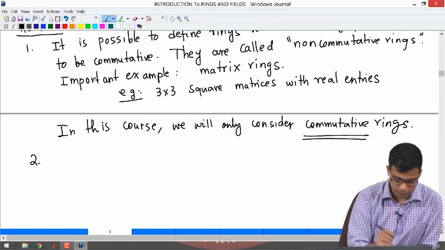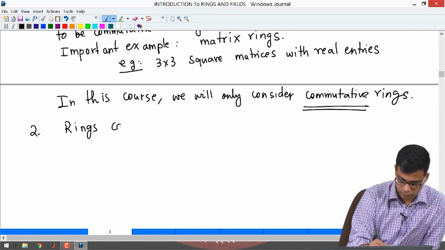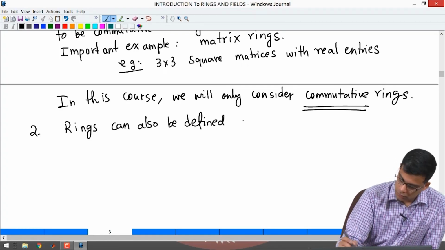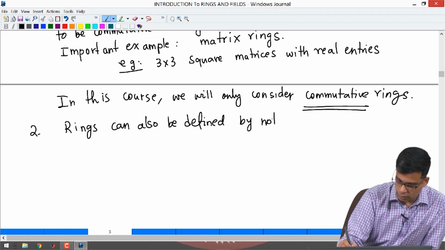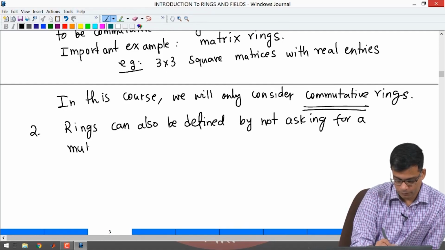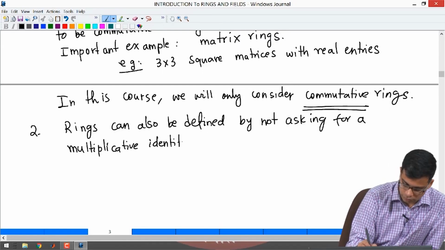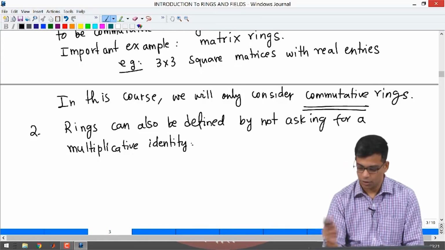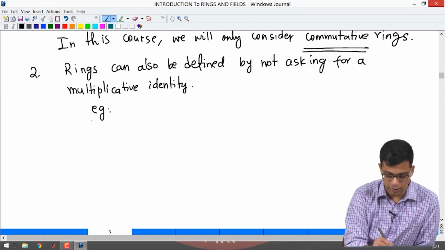Okay. So, the other remark is that rings can also be defined by not asking for a multiplicative identity. Okay. So, in other words, remember 1 is supposed to be there in any ring by our definition. You do not need to ask for it. So, sometimes the other properties will be satisfied.